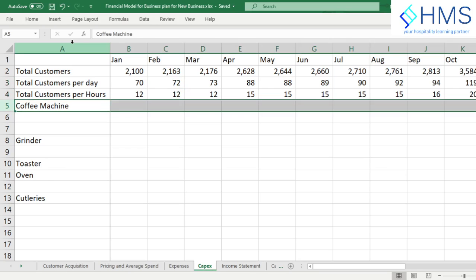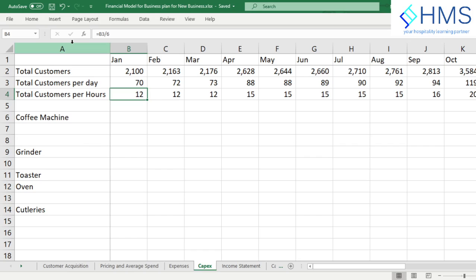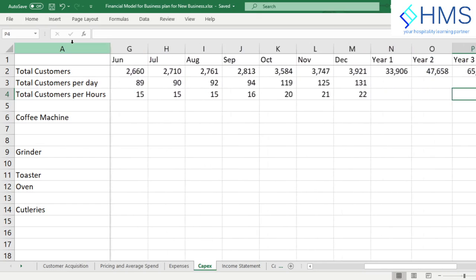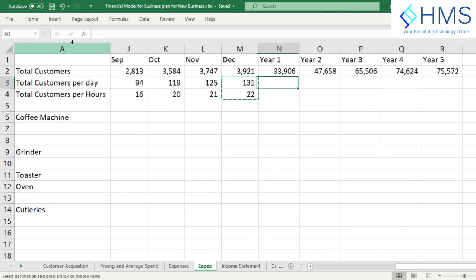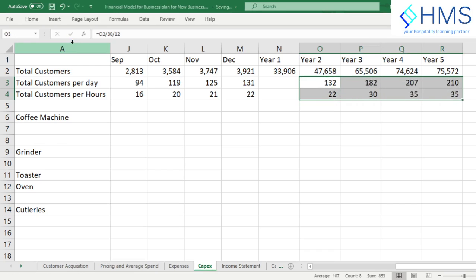If the coffee machine has a capacity, it depends on the capacity, right? Now you can see per hour is 12, 15, 16, 20, and then it goes up in the other years. Sorry, this is again a problem. So divide by 12, and you get it. The maximum you would need, in year 3, covers 30 to 35 customers per hour, so 30 to 35 cups of capacity.